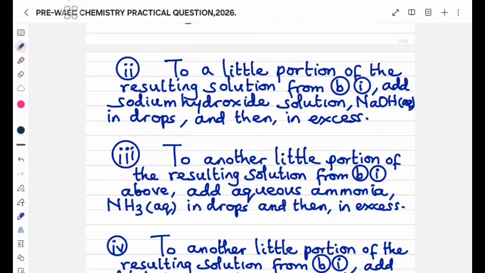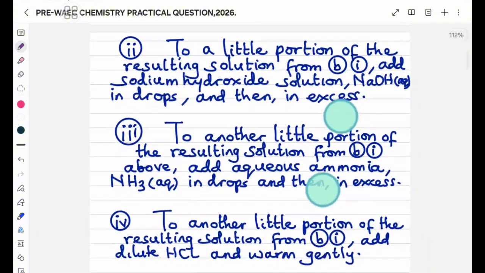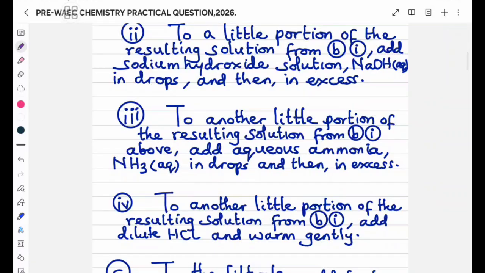Take a little portion of it for the further test you have to carry out on the resulting solution that will be formed on adding dilute HNO3 to the residue. So take a small portion, you can decant or you filter. All you need is just a small solution from that mixture. Then take a little of it and continue the test. So what are we to add?